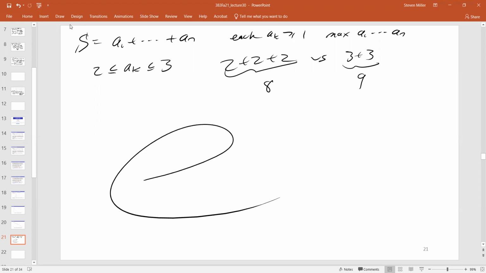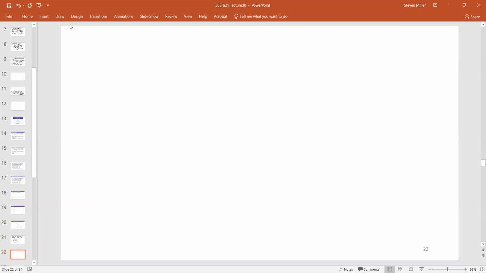What is really going on in the background is that this is all about the number e, and e is closer to 3 than it is to 2. So let's look at the continuous version. So s is a1 plus ... plus an, and they're real numbers, and we want to maximize the product. So we still know 1 is less than or equal to ak is less than or equal to 4.